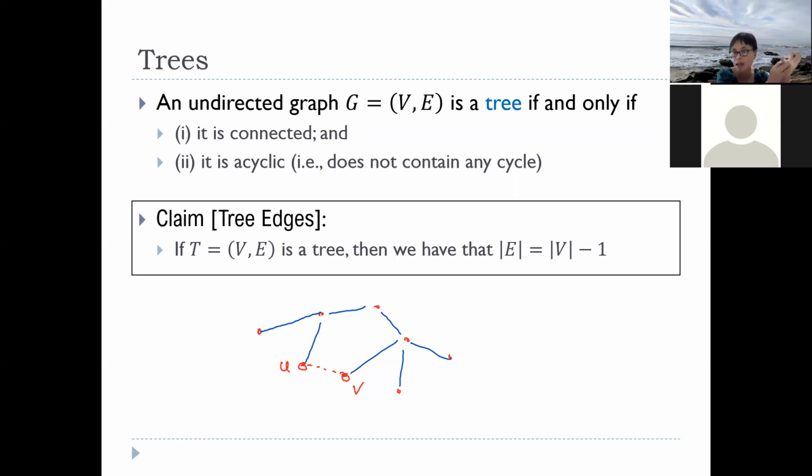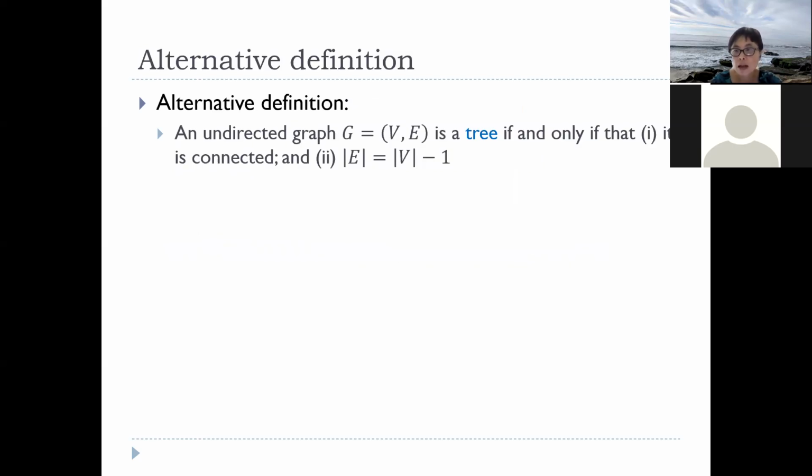You start with V connected components, that's V number of nodes. In the end, you have only 1 connected component. Every edge will kill 1 connected component. So that's why the number of edges in a tree equals exactly V minus 1. So this actually gives us an alternative, equivalent definition for a tree.